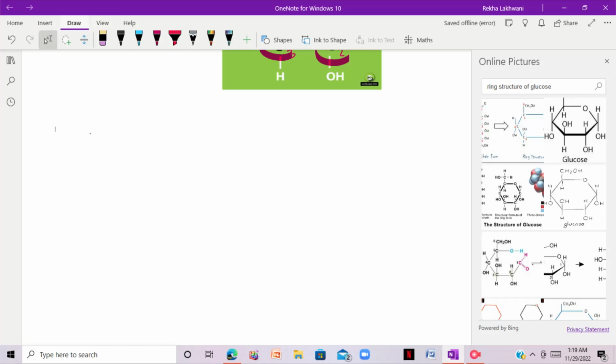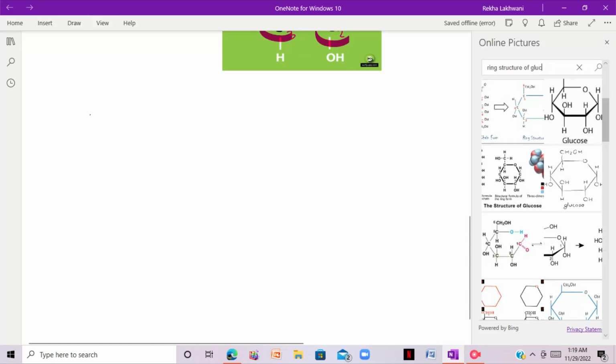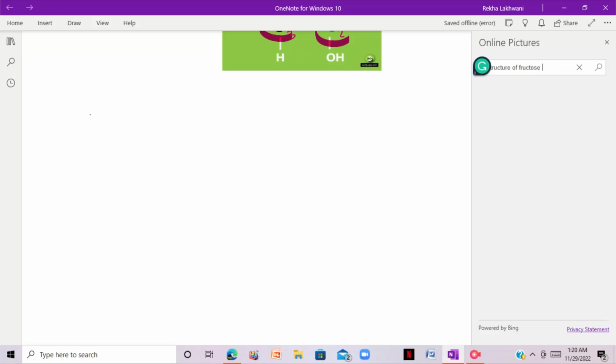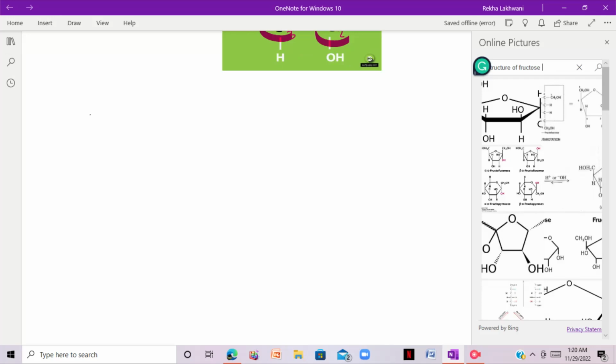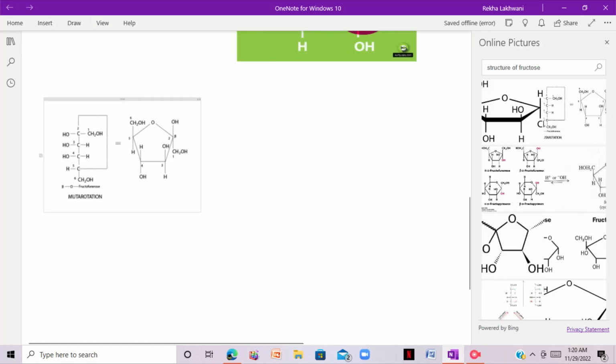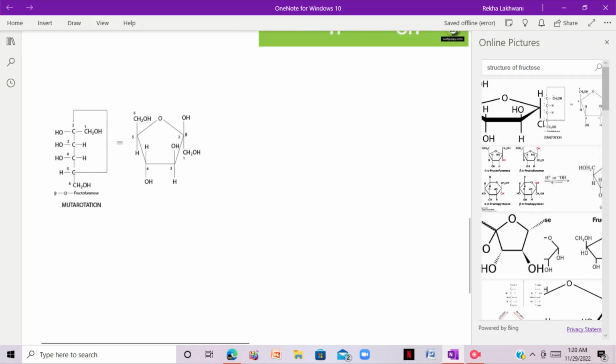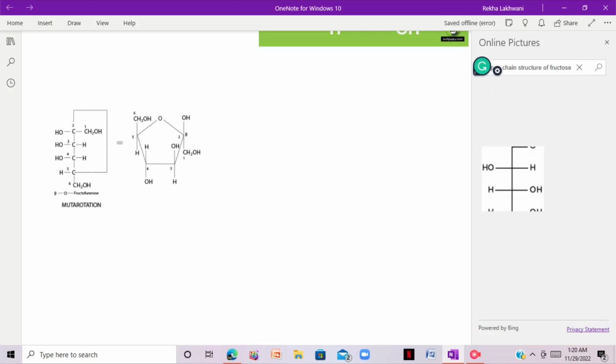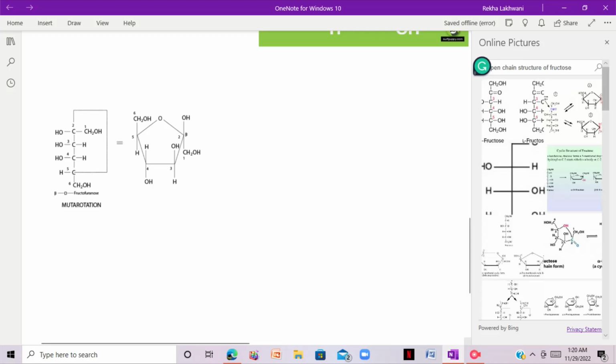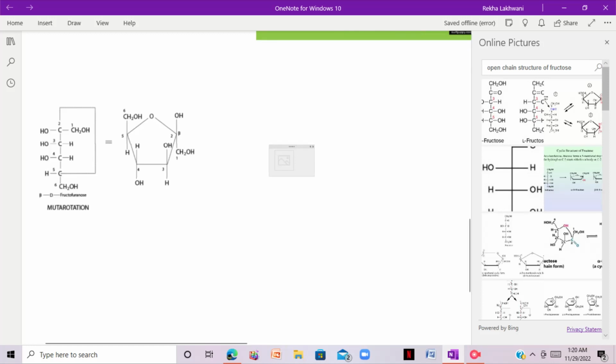Now let's dig into the ring structure of fructose. Okay, basically here you can see, carbon number 1 is here, carbon number 2 is here, carbon 3, carbon 4, carbon 5, and carbon 6.